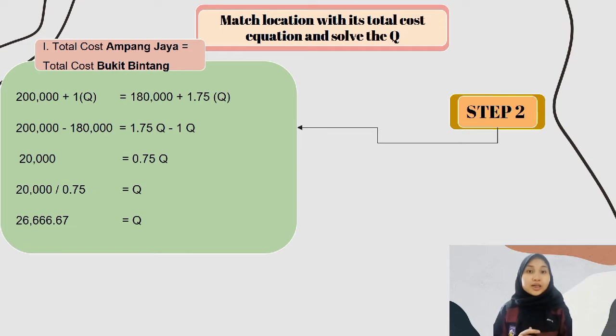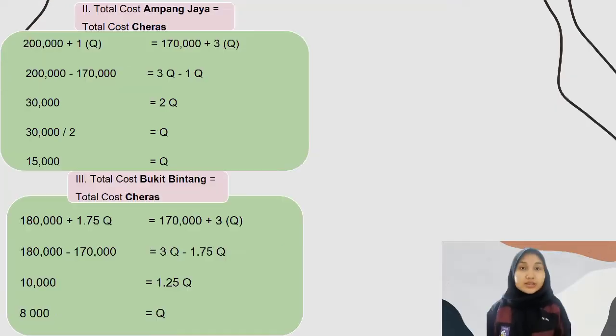Firstly, total cost Ampang Jaya equals total cost Bukit Bintang, which is Ampang Jaya 200,000 plus 1 quantity, and total cost for Bukit Bintang is 180,000 plus 1.75 quantity. So we have to change the position, which is 200,000 minus 180,000 equals 1.75 quantity minus 1 quantity. So we get the answer for quantity, which is 26,666.67.